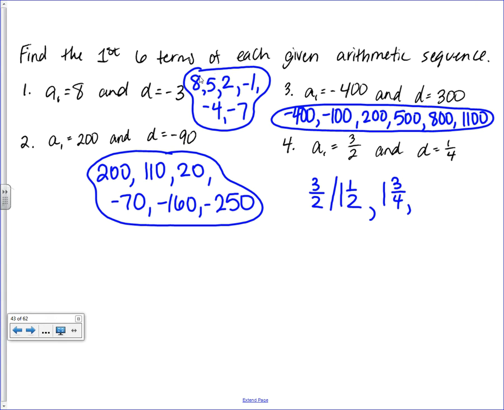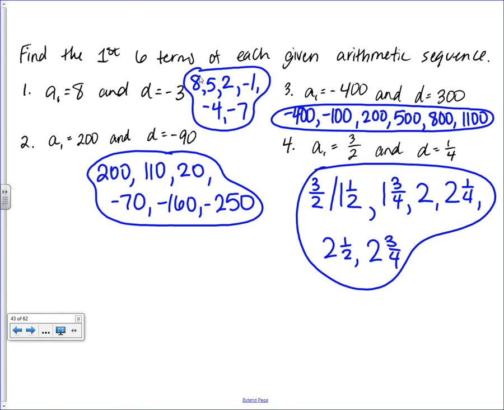I'm going to add a fourth to each of these terms until I get 6 of them, because that's what I was asked for. So let's see here. 1, 2, 3, 4, 5, 6. Those are the first 6 terms. And if you feel like writing them as decimals, you can write them as decimals as well.